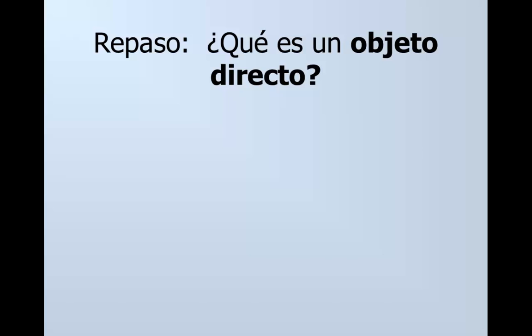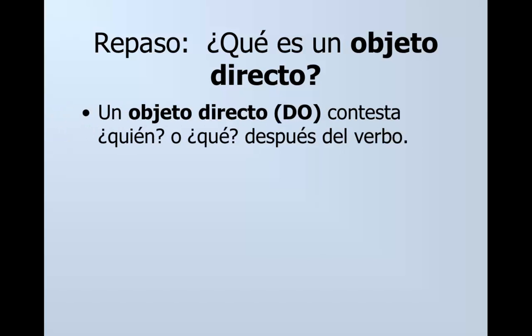To review, you need to make sure that you understand what a direct object is. So, ¿qué es un objeto directo? Un objeto directo contesta quién o qué después del verbo. So, it identifies who or what after the verb. Again, this is a review from chapter 7.